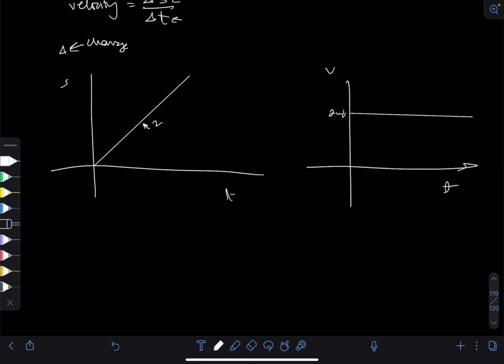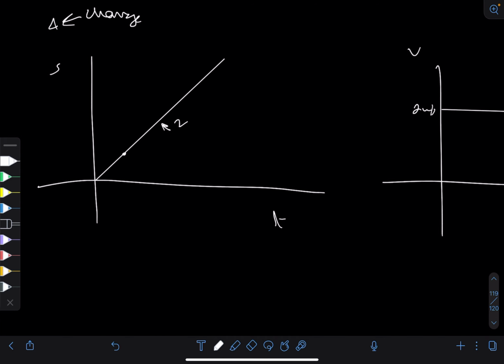So what does the gradient mean? The gradient means the change in y over change in x. Right? So if I take this particular point, let's say this is time equals 1, and at this point the displacement was 2, right? And let's say I take this point, and let's say this is time equals 2, this was 1, and let's take 4, right? So if I take this 1 to 2 region, if I take this portion, right?